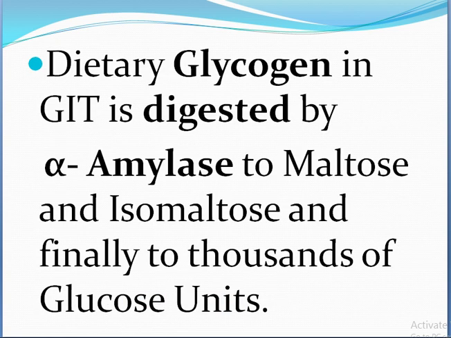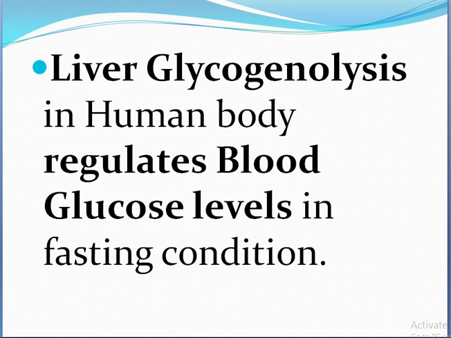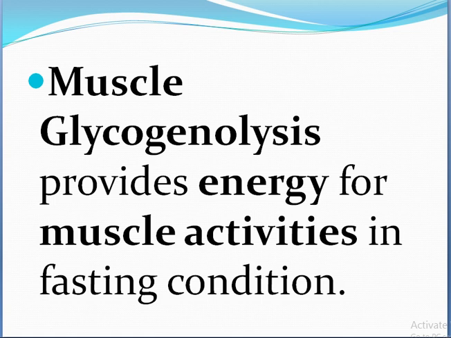Dietary glycogen in the gastrointestinal tract is digested by alpha amylase to maltose and isomaltose, and finally to thousands of glucose units, so it provides us energy as glucose. The liver, through glycogenolysis in the human body, regulates the blood glucose level in the fasting condition between two meals. Muscles also provide glycogenolysis; this is another source.